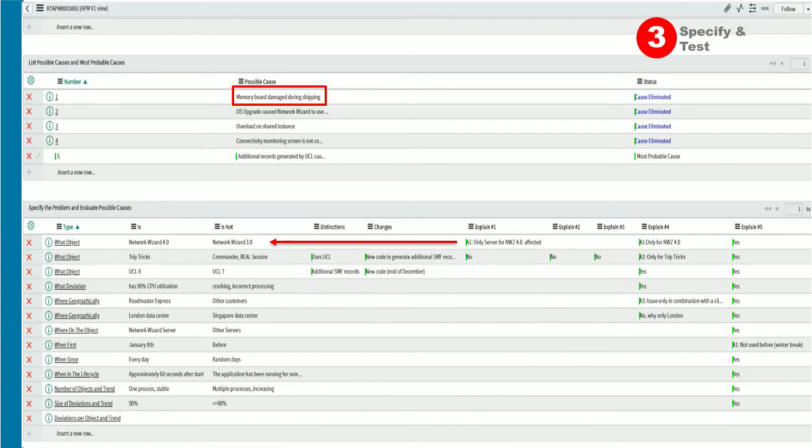So we test the causes against the is and is not data, and when we come to the second row, we would of course ask the same question again. If the memory board got damaged during shipping were the cause for the high utilization, then why do we see the issue only when we run the trick tips agent in version 4, but not the commander or real session agent in version 4? Here, the damaged memory board doesn't make sense, so it fails against our data, as all agents access the same board. So here we can change the status of our cause to cause eliminated.